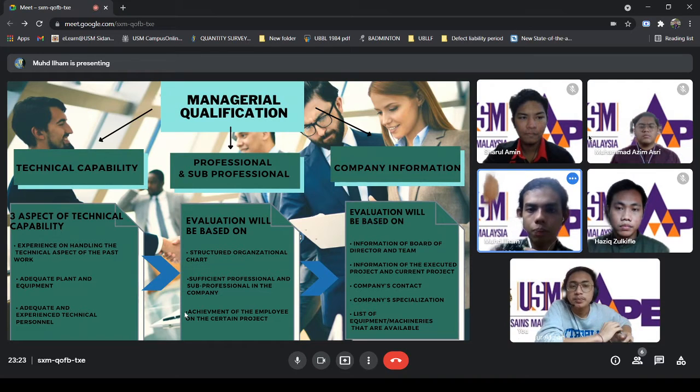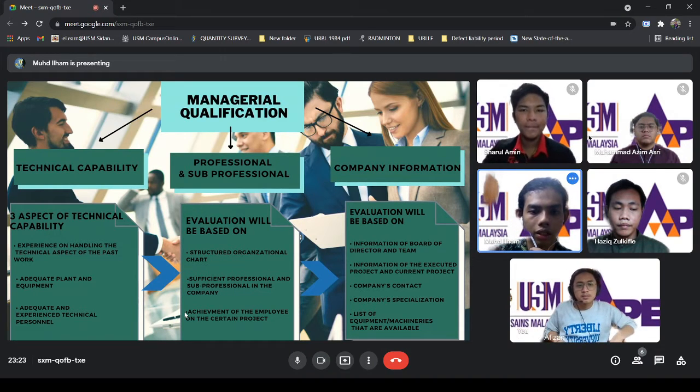The second one is professional and sub-professional. In this part, evaluation will be based on how structured the organizational chart is. And do they have sufficient professionals and sub-professionals in the company? And also, what are the achievements of the employees on certain projects?